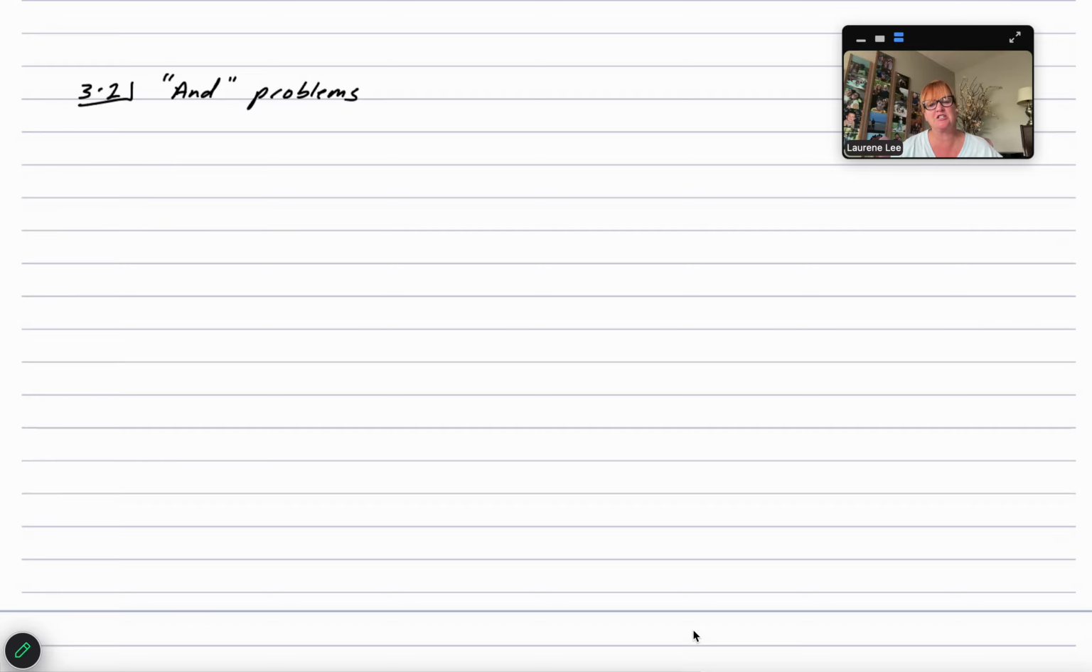To section 3.2. This section is going to be split into two sections. One is going to be "and" problems, and one is going to be "at least" problems. So you'll see two homework sets. They'll both be labeled 3.2. We'll take two separate days to cover them.